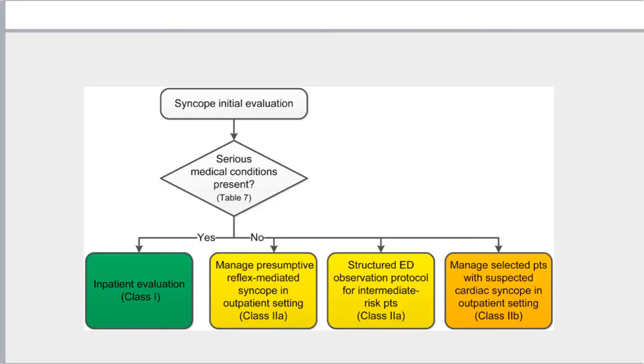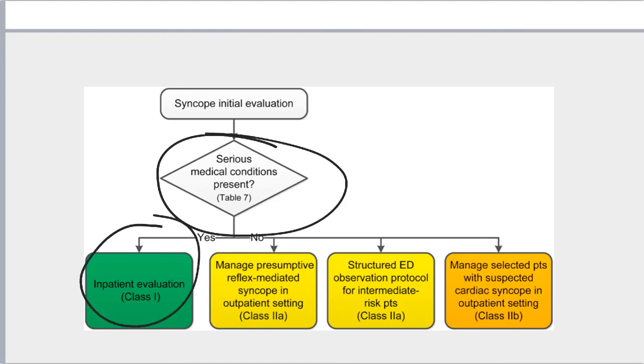So you have a patient come in and they have syncope, and the question is, do you work them up inpatient or outpatient? The answer to that comes from answering one question: is there a serious medical condition present? If there is, inpatient evaluation. Most of the time, cardiac syncope or suspected cardiac syncope is in itself a serious medical condition. However, there are selected patients that can be worked up in the outpatient setting.